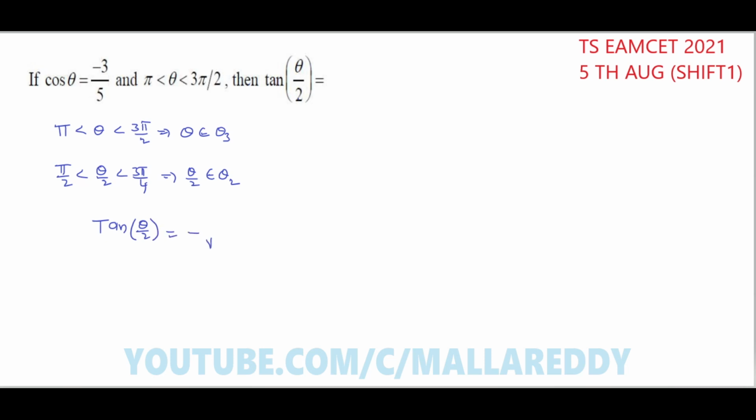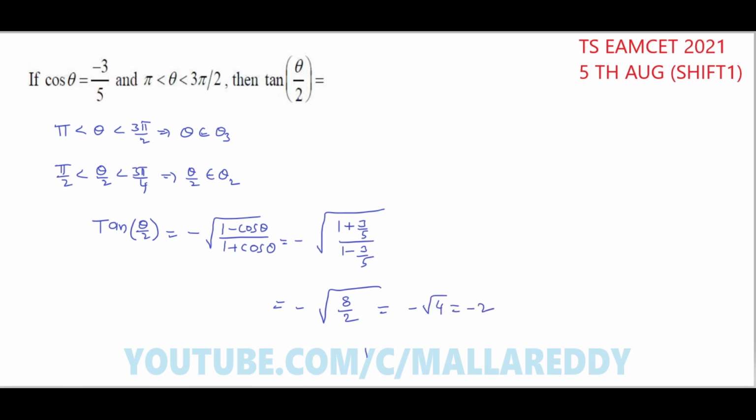This is negative. We know that the tan theta by 2 formula is minus root of 1 minus cos theta by 1 plus cos theta. Substituting cos theta value in this, that is 1 plus 3 by 5 by 1 minus 3 by 5, that is equal to minus under root of 5 plus 3, 8 by 5, by 5 minus 3, 2 by 5, that is 8 by 2, that is equal to minus root 4, that is equal to minus 2. Therefore, tan theta by 2 is equal to minus 2.